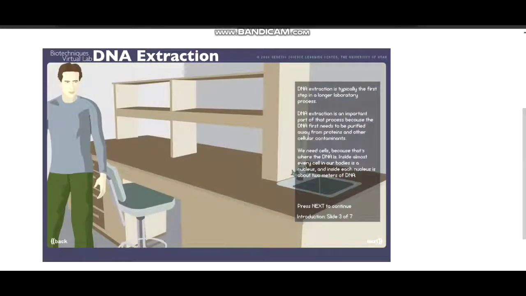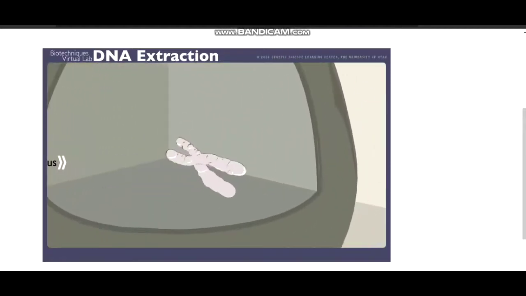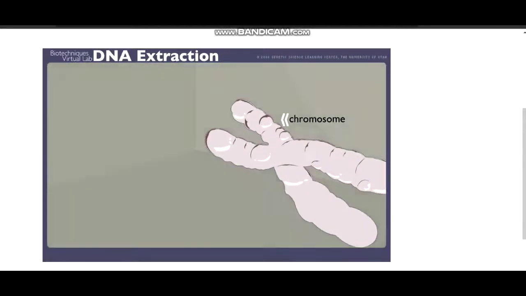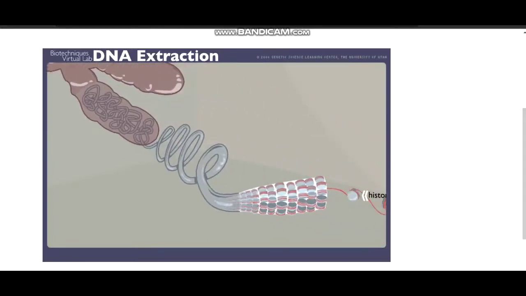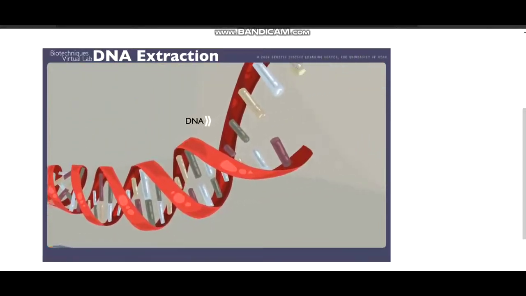DNA extraction is typically the first step in a laboratory process. DNA extraction is an important part of the process because the DNA first needs to be purified away from protein and other cellular contaminants. We need cells because that is where the DNA is. Inside almost every cell in our body is a nucleus, and inside each nucleus is about 2 meters of DNA. So from the cell, the nucleus and chromosome are broken down to DNA.